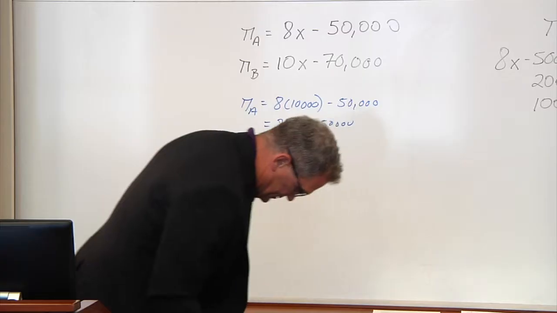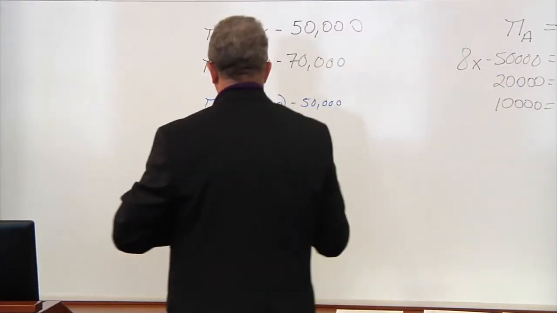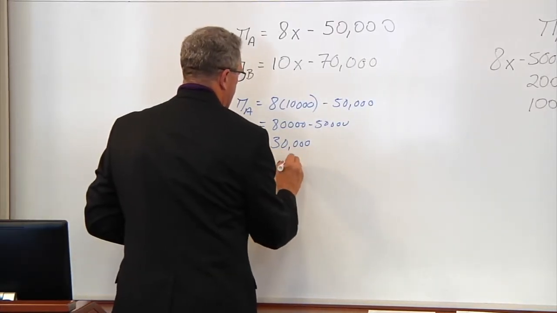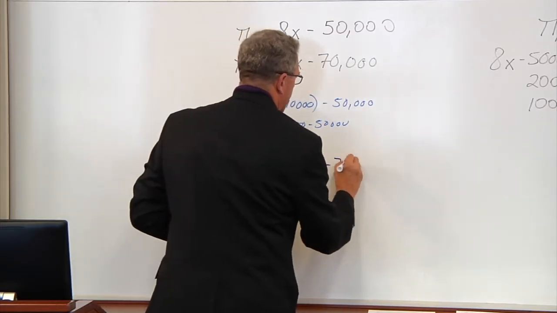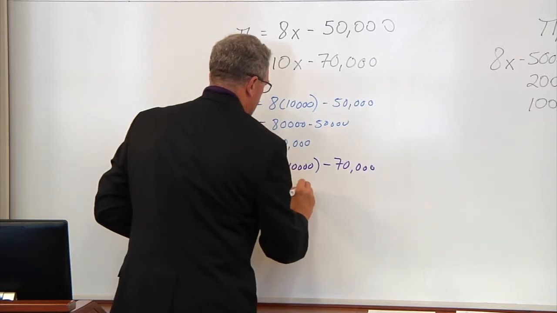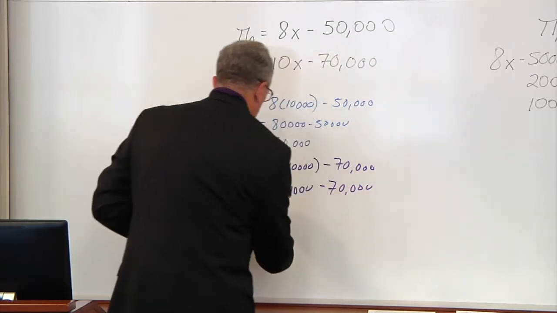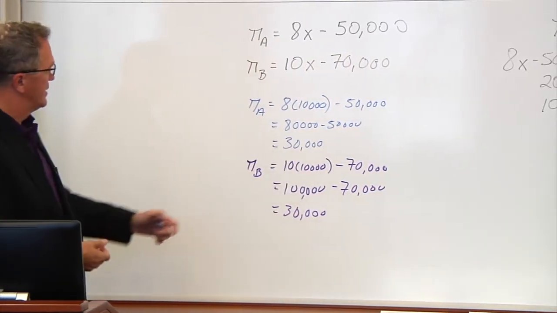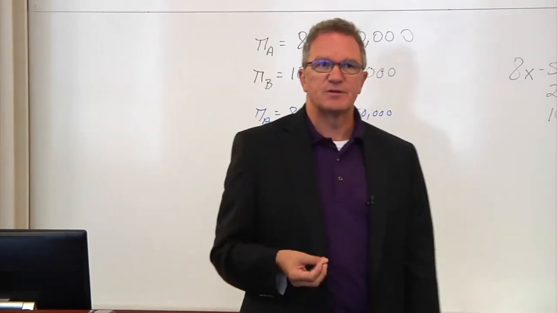If, on the other hand, I calculate it for option B, profit for B is going to be 10 times the 10,000 units, minus the $70,000 in fixed costs, gives me $100,000 minus my $70,000, which leaves me with $30,000 of profit. The two equal each other, so again, I am indifferent.